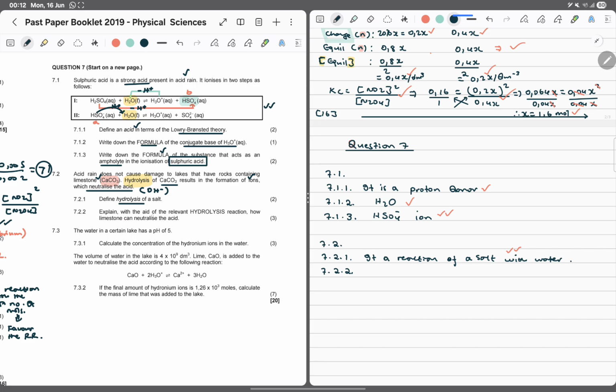It says now, explain with the aid of the relevant hydrolysis reaction how limestone neutralizes the acid. Now again, guys, in limestone, which one is the base? Because this is calcium 2 plus ions plus the carbonate 2 minus ions. So which one is the base here? Revise these polyatomic ions, which you learn in grade 10. We learned this in grade 10 in the so-called ionic reactions.